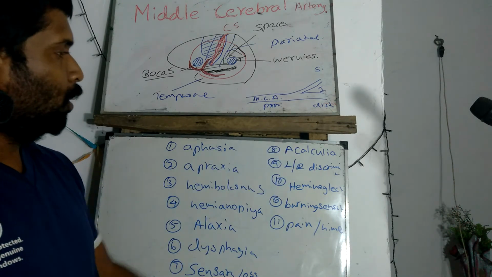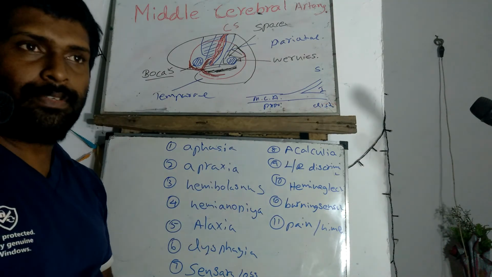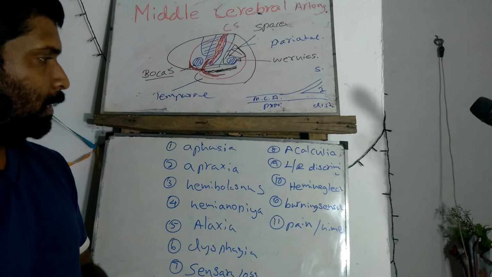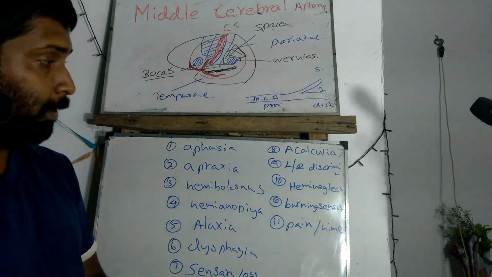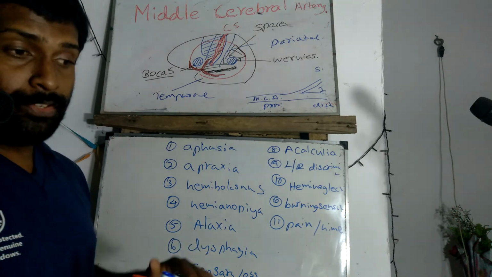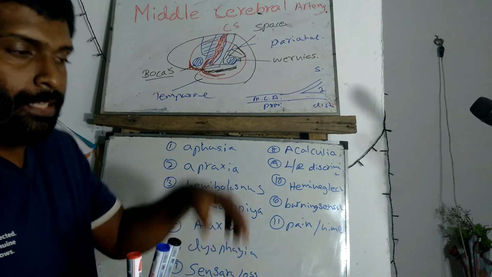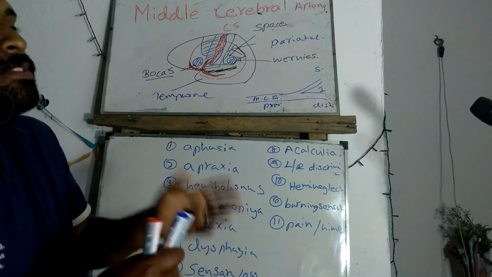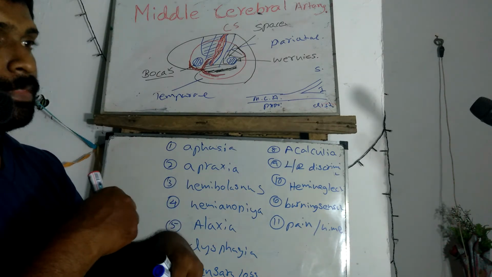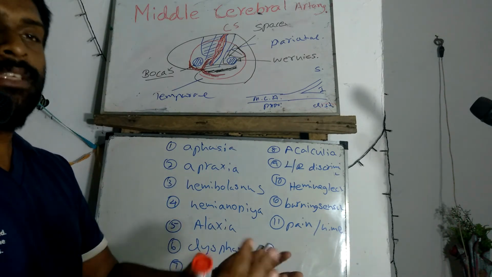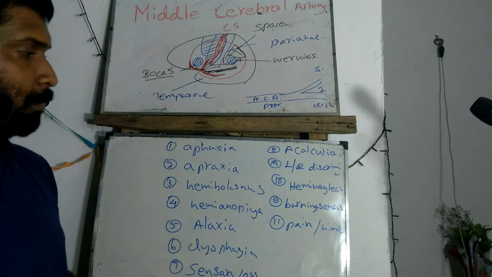Acalculia, can't do small mathematics. Can't correct left-right discrimination, can't identify what is the left, what is the right. Hemineglect, a lot of problems with hemineglect. When the patient ambulates with hemineglect, he walks on one leg with one-sided weight bearing. That is the most important point, he can't correct that situation.